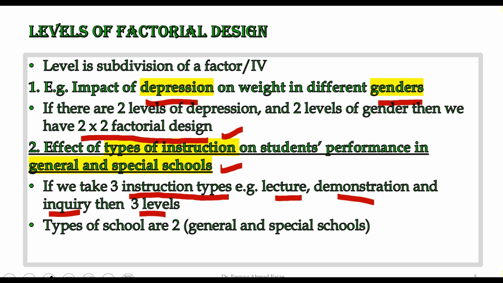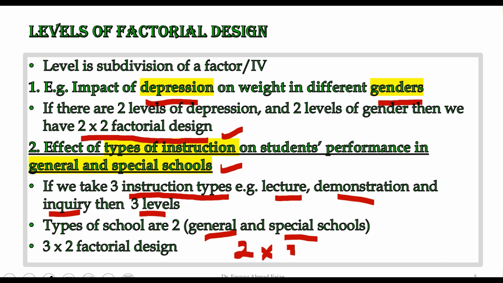For the type of schools, if we take two, for example the general school and the special school, we have two divisions, therefore two levels for the type of school. So how can we write the factorial design for this? It will be called a 3 by 2 factorial design. However, we can also write it as a 2 by 3 factorial design, which means we just change the rows and columns.